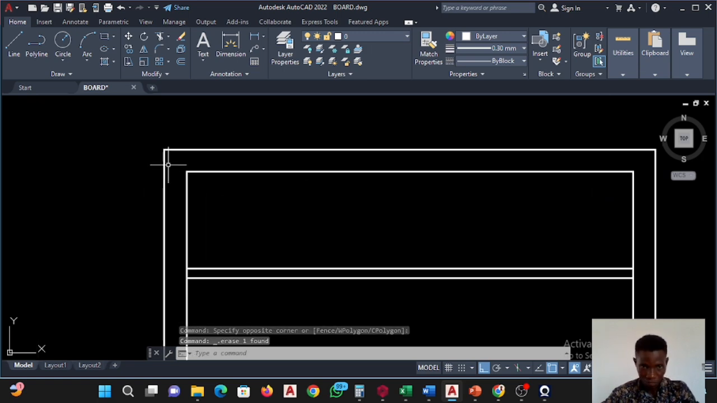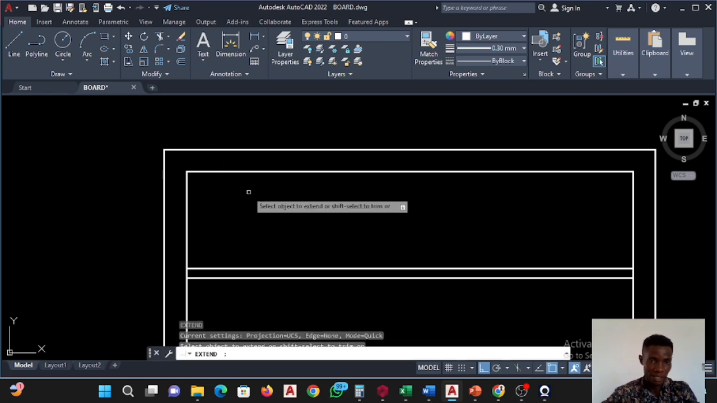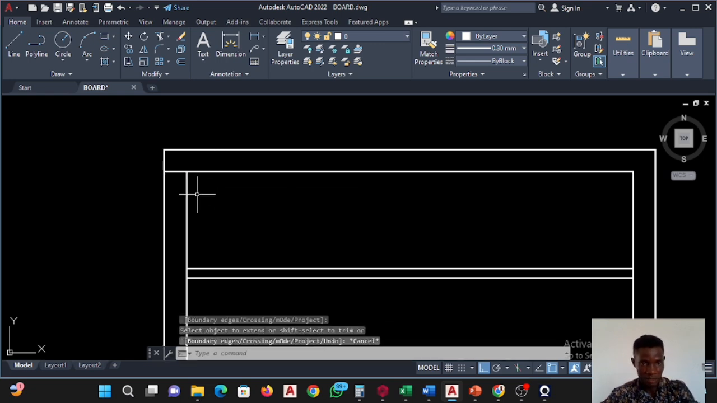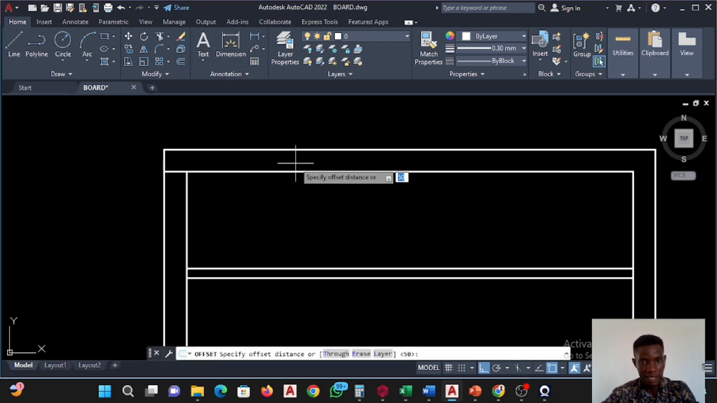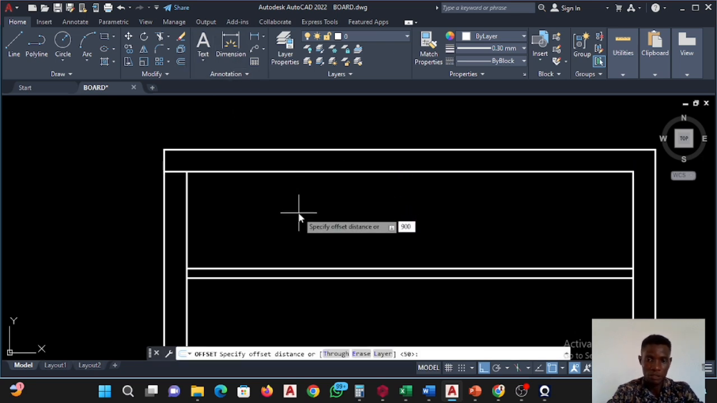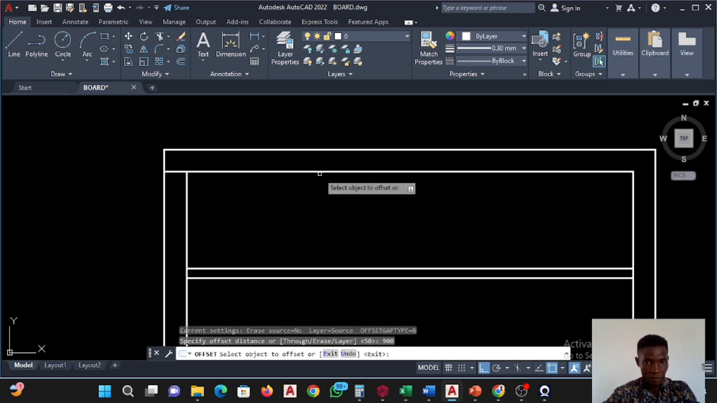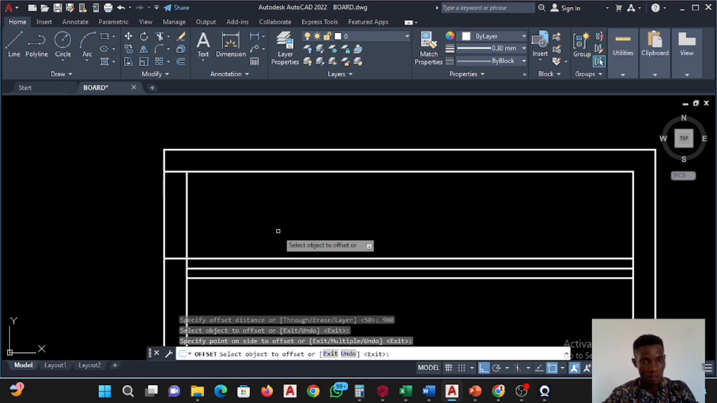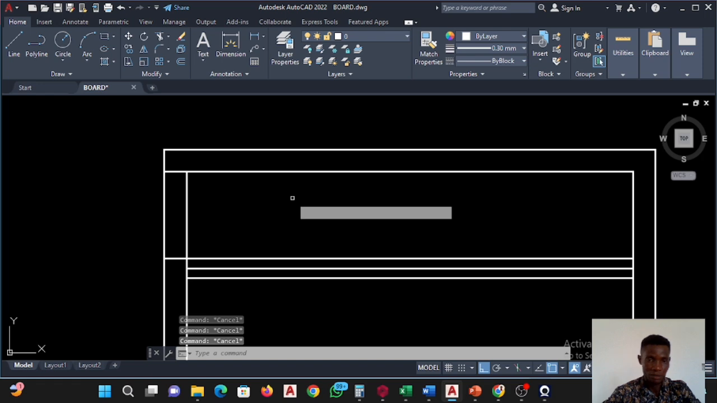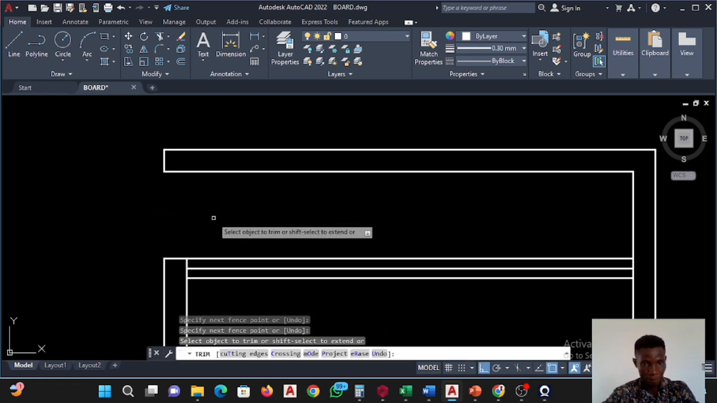That's it, right? Okay, let me form the door opening. So let me just extend this. I extend this so I can offset this by 900 to form the door. Yes. Then let me print this out.